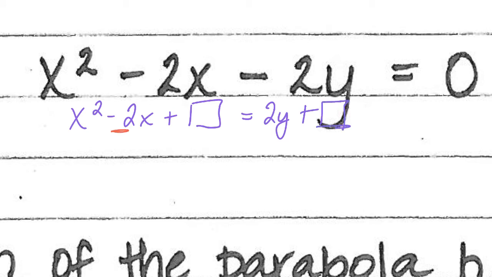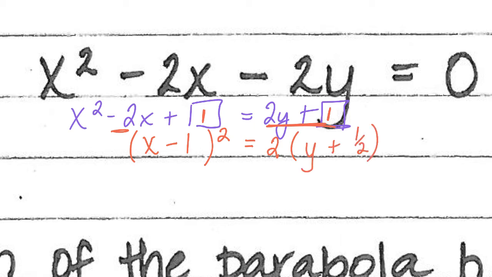Half of negative 2 is 1, 1 squared is 1. What I add to the left side, I add to the right. So remember, our goal is to make this a perfect square. That perfect square is x minus 1 quantity squared. And now, because this is 2y plus 1, I have to take a 2 out, and I get y plus a half. Remember, if I was to distribute this back through, it would be 2y plus 1. So think about when you factor.